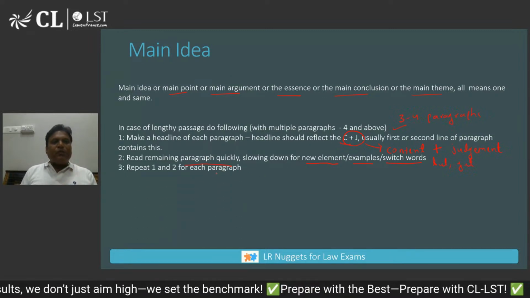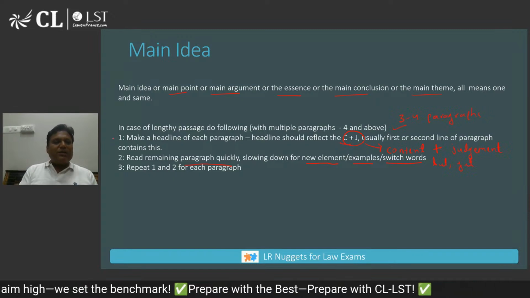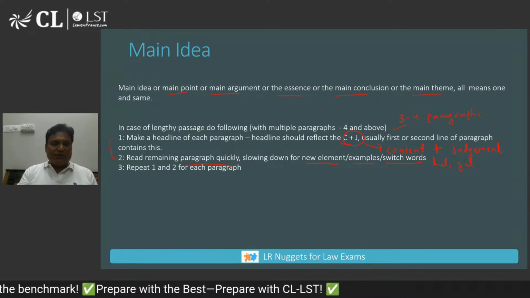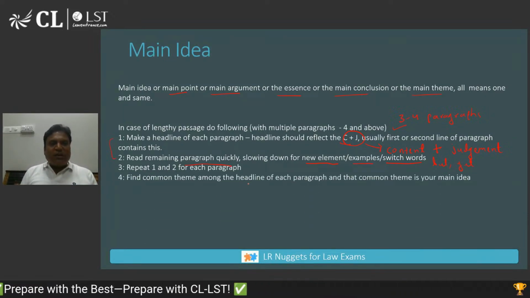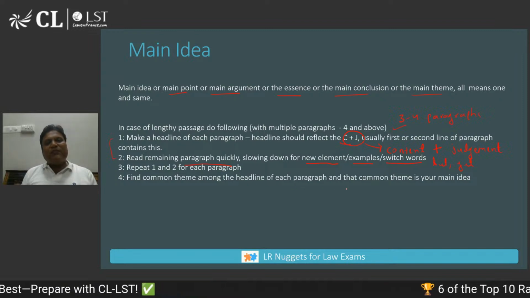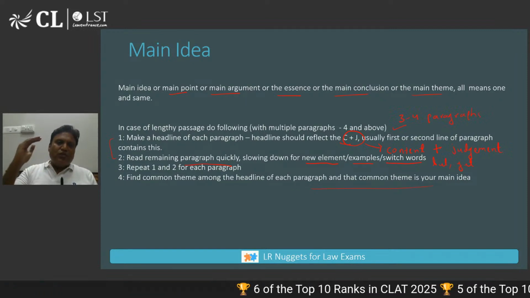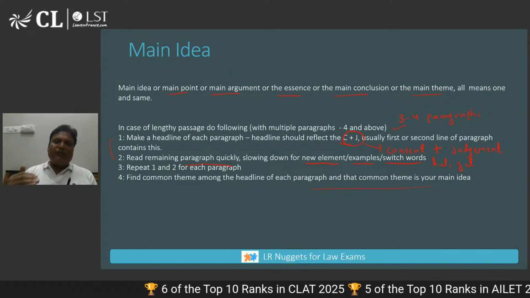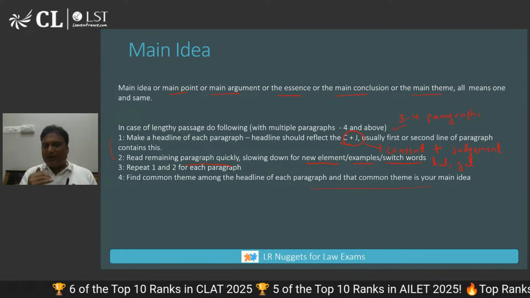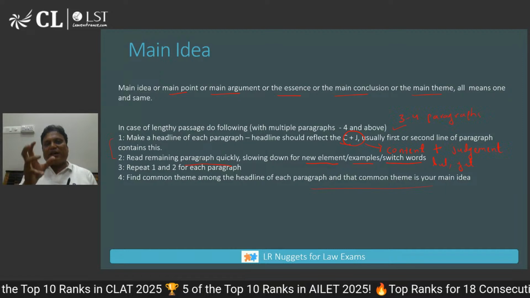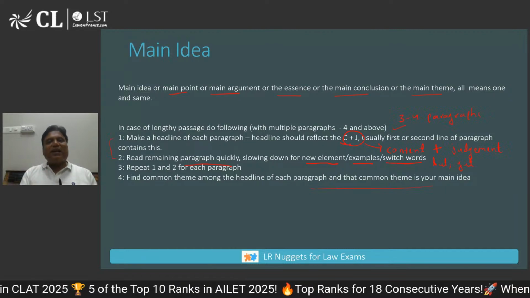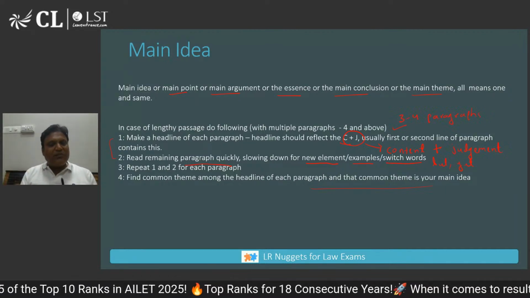Okay, repeat 1 and 2 for each paragraph. Repeat these 2 steps for each of the paragraphs. Find the common theme among the headlines of each paragraph, and that common theme is your main idea. Right? So we do it for paragraph number 1, paragraph number 2, paragraph number 3, paragraph number 4. For all the 4 paragraphs, make a headline which should contain the content plus judgment of that paragraph.